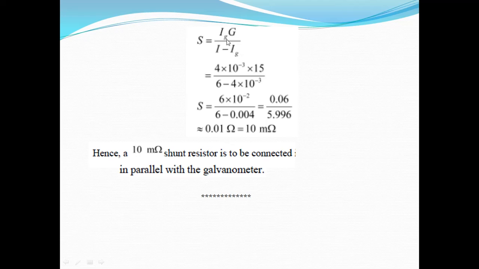Here Ig is the milliampere current that flows through the galvanometer. I is the range of ammeter that we require, and when you finish your calculations you will get 0.01 ohms or 10 milliohms. That's a very small value of resistance, and when it is connected in parallel with the galvanometer it will function as an ammeter.